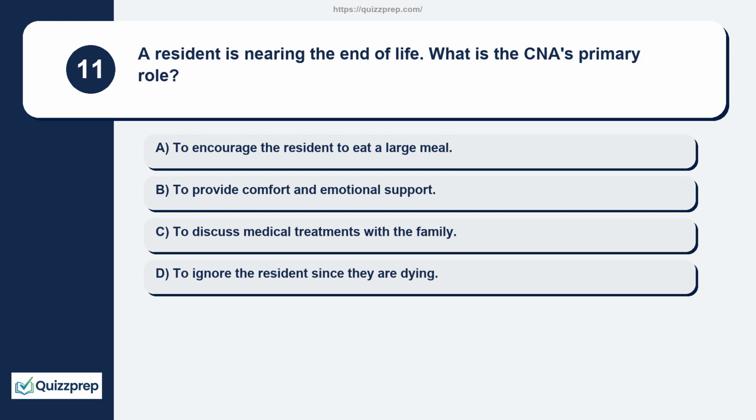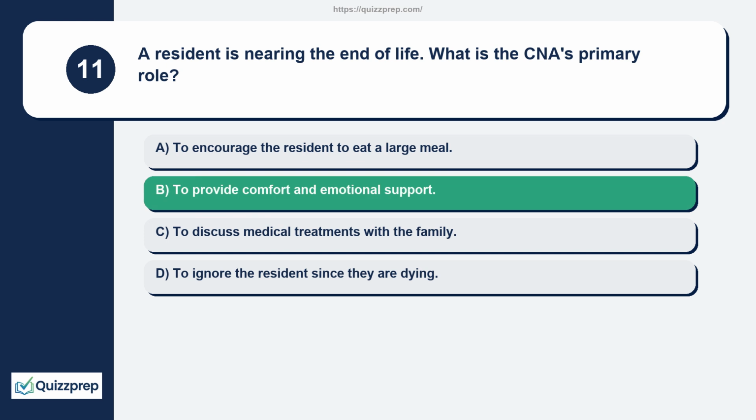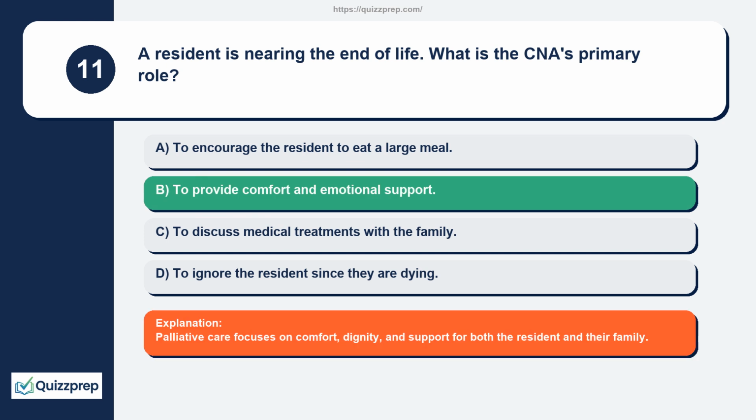Question 11. A resident is nearing the end of life. What is the CNA's primary role? To encourage the resident to eat a large meal, to provide comfort and emotional support, to discuss medical treatments with the family, to ignore the resident since they are dying. Palliative care focuses on comfort, dignity, and support for both the resident and their family.